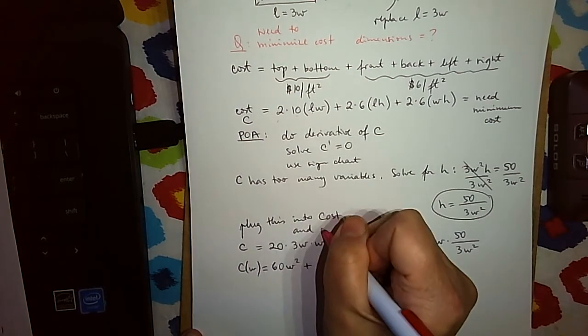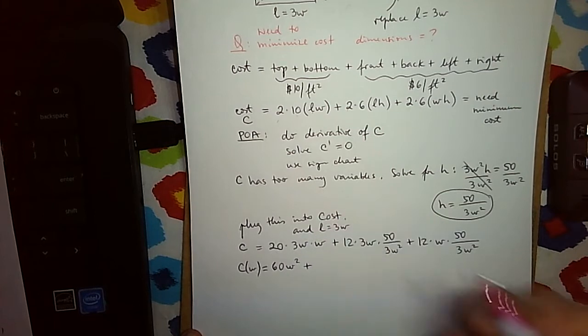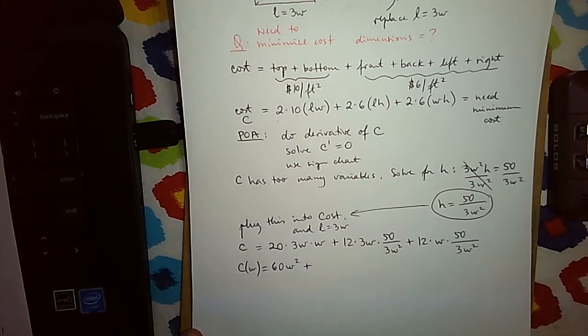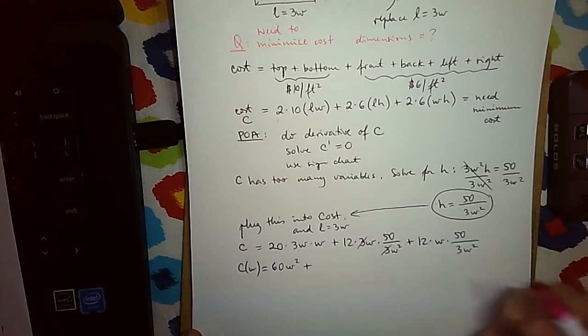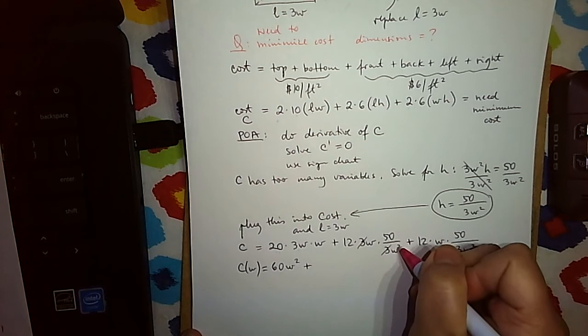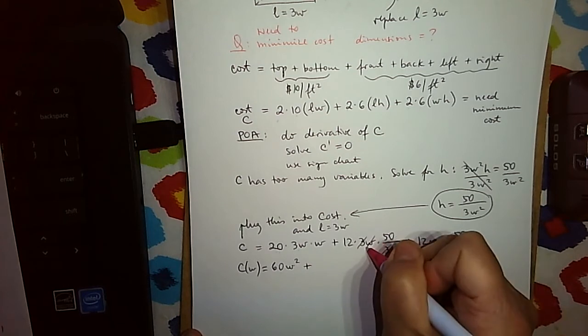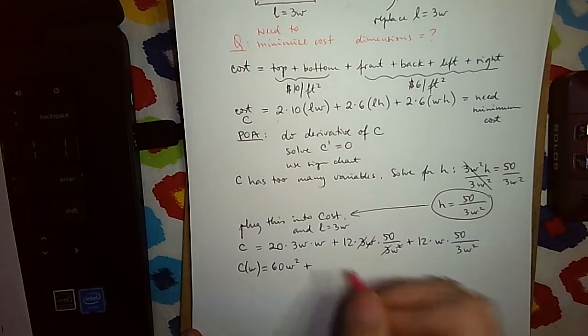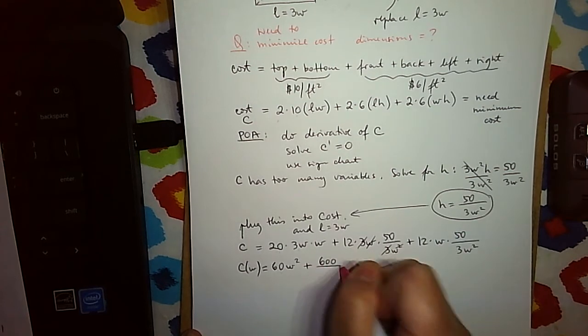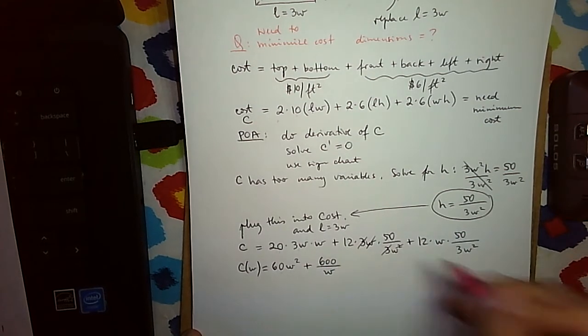I also plugged in, I remind you, L was 3W. So I plugged this into the cost, and also L to be 3W. So going back to the cost, I have 20 times 3, that's 60W squared, plus, now I could possibly reduce it here. So 3 and 3 will be 1. And then I can cancel out a W squared and a W. So I really have 12 times 50. So there's going to be 600 over one of these W's left.